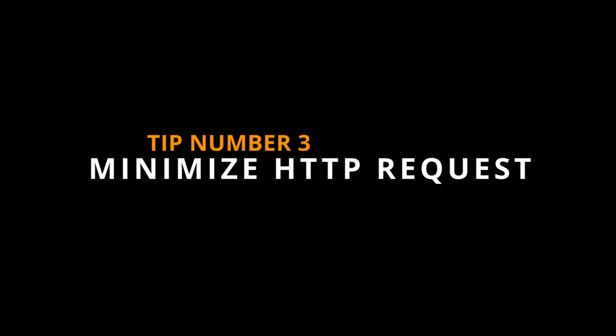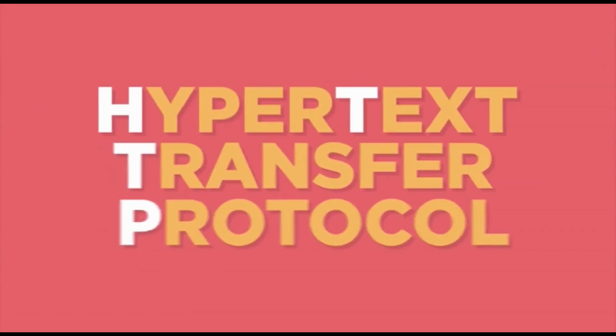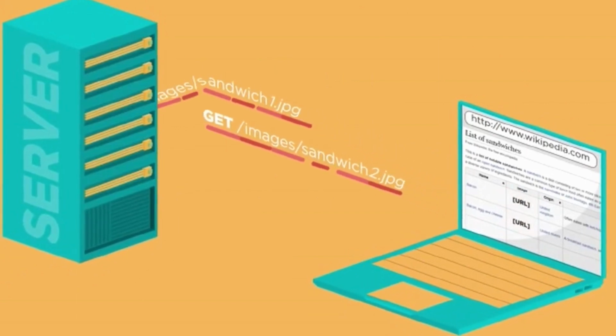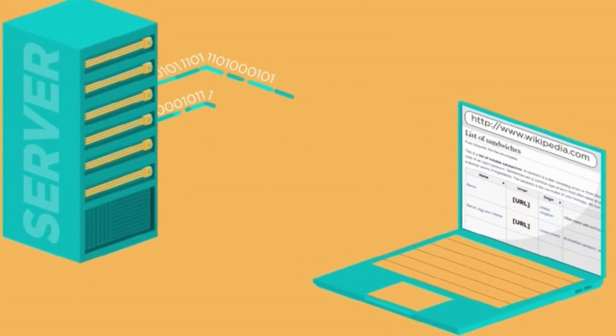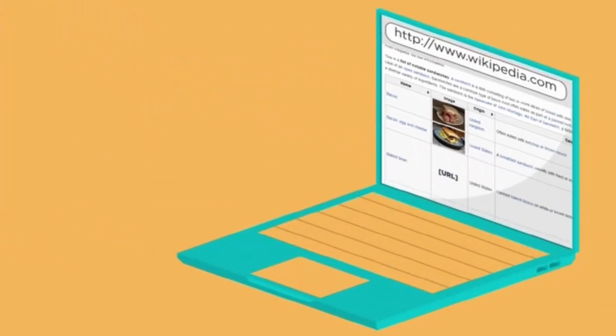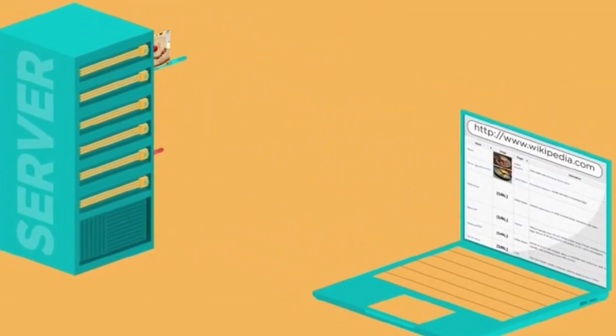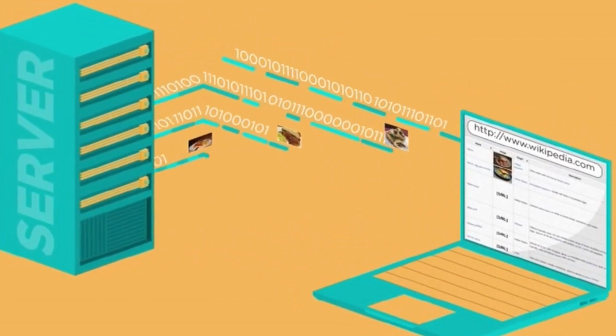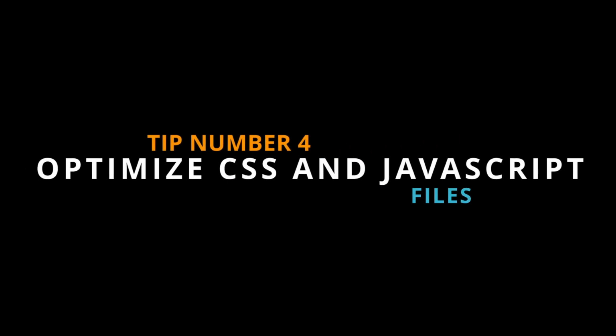Tip number 3. Minimize HTTP requests. HTTP requests refer to the number of times a user's browser has to request a file from your server in order to load your website. The more HTTP requests your website has, the longer it will take to load. To minimize HTTP requests, you should combine multiple files into one, reduce the number of images and videos, and use CSS Sprite.